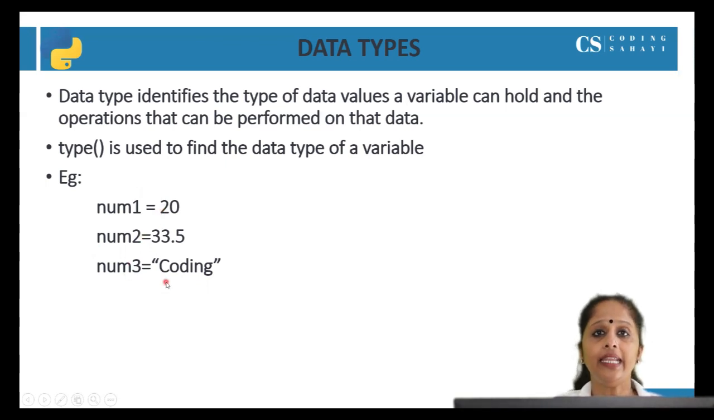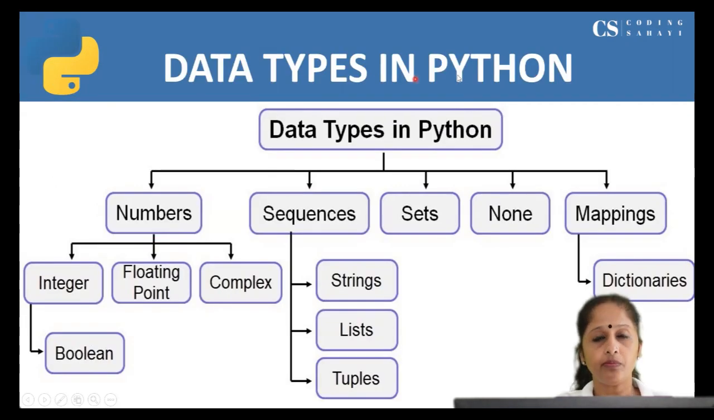So let's study in detail what are the different types of data types available in Python. And after assigning a value, like num1 is equal to 20, if you want to find out the data type of num1, then we can use the function type. So type is used to find the data type of a variable. These are the different data types available in Python.